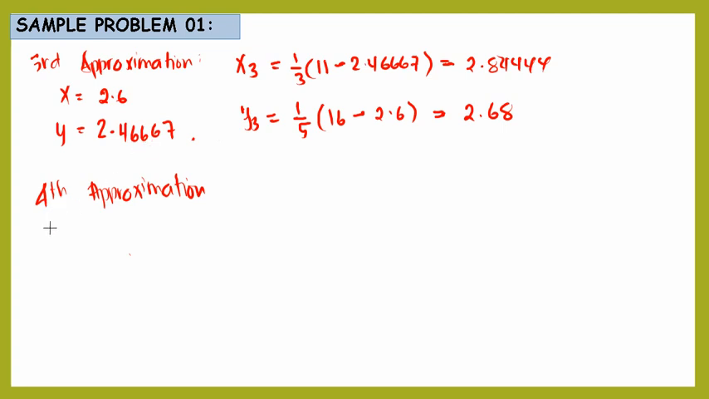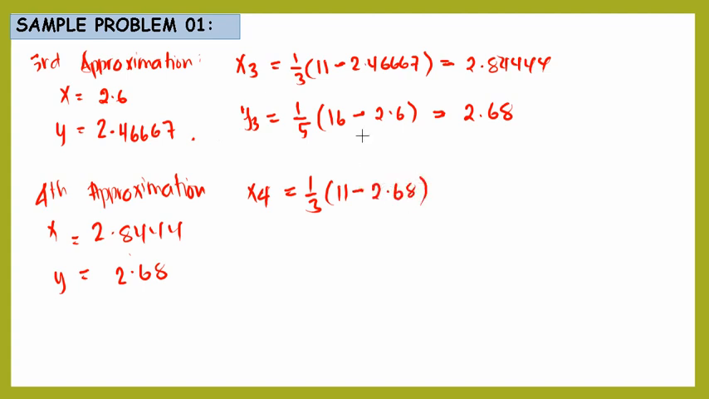Okay. So, yung fourth approximation mo, yung value ng x and y mo is yung nakuha mo doon sa third. So, yung x natin is 2.8444 and yung y natin is 2.68. And then, substitute again this value in our equation para makuha mo yung fourth approximation. So, we have 11 minus 2.68, yung y natin. So, yung value natin dito is 2.77333 and yung y sub 4 natin is equal to 1/5.